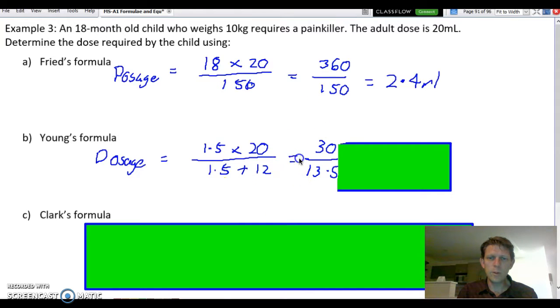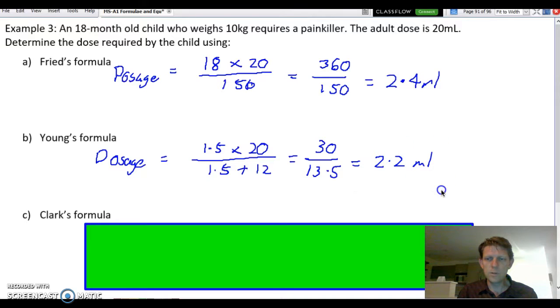So that's going to end up being 30 over 13.5. Obviously, you could have just put this into the calculator and not had to go to this step, and that's going to give us a dosage of 2.2 mils. So somewhat similar, but a little bit different.